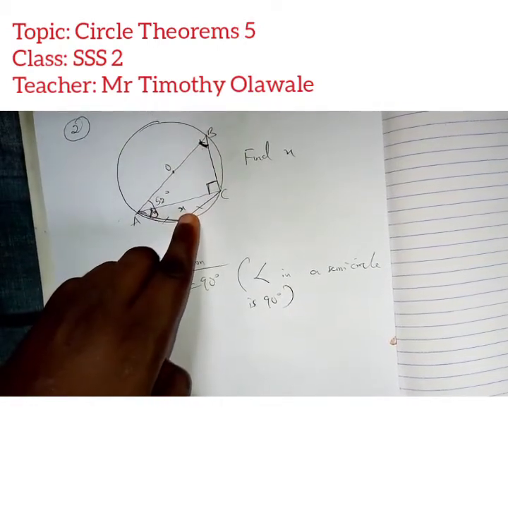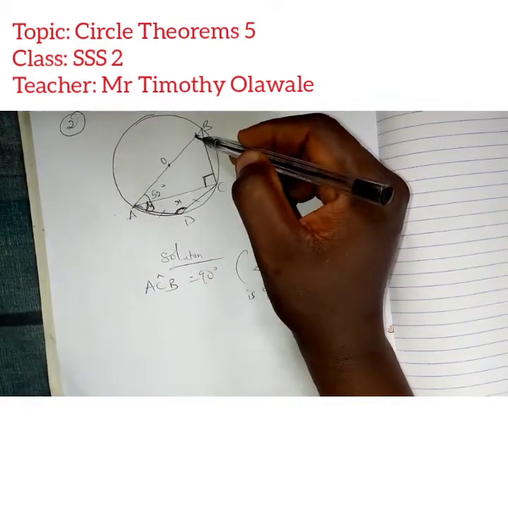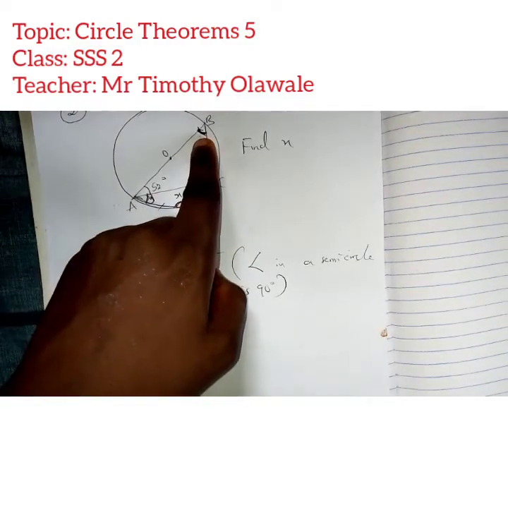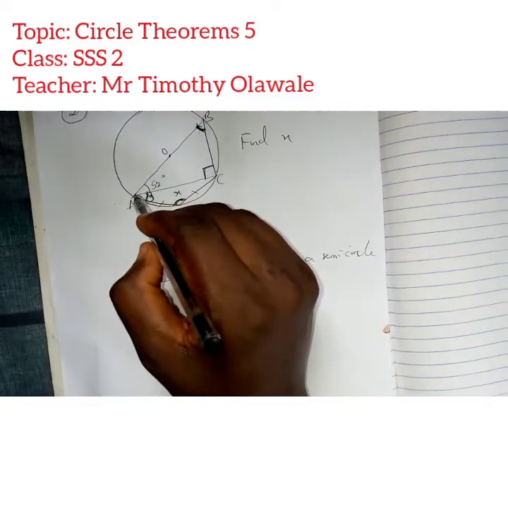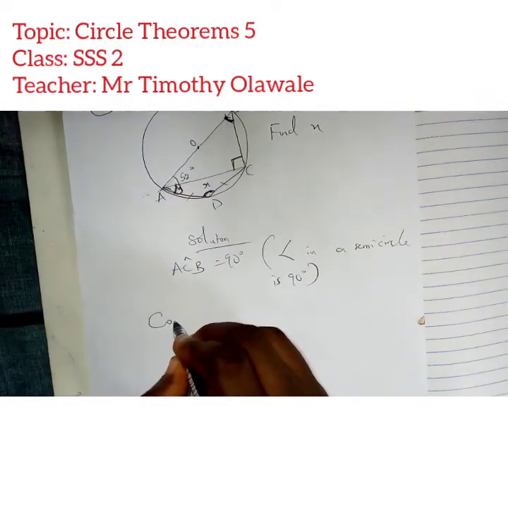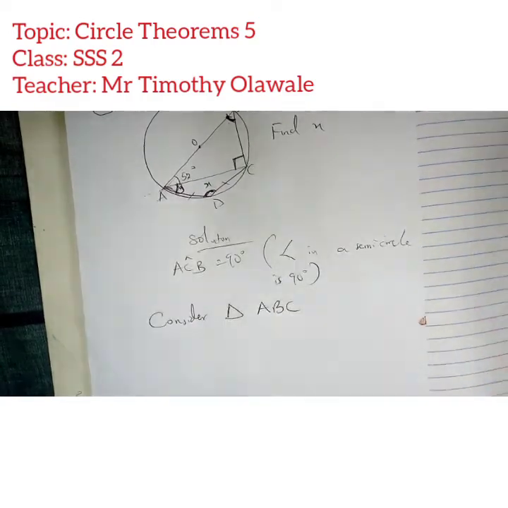Are you getting what I'm trying to say? I hope I'm not confusing you. This angle and this angle, they are opposite, so adding them together will give you 180. So how do we get this angle that is here? Now, remember that this is a triangle. So we say consider triangle ABC.